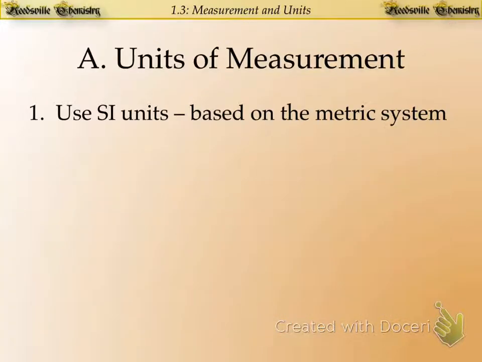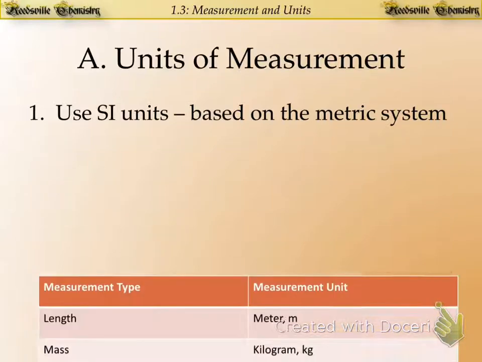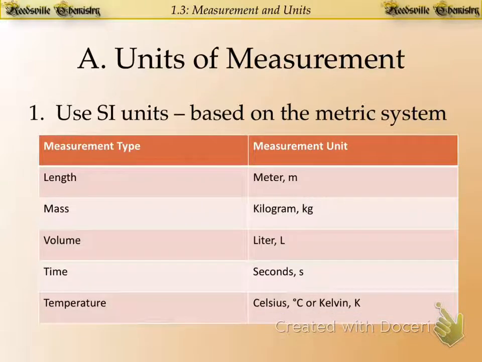So the units that the metric system uses are called the SI units. And here is an example of 5 of the most commonly used base SI units. We have meter, kilogram, liter, seconds, and then Celsius or Kelvin for temperature. So you're most likely familiar with all of these except for maybe that guy right there. And we'll discuss that a little bit further in the next unit of study.